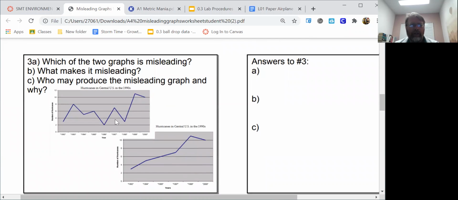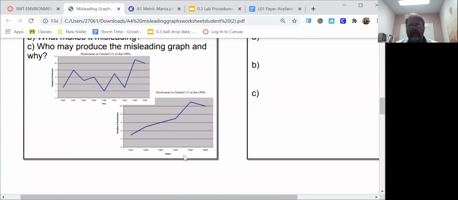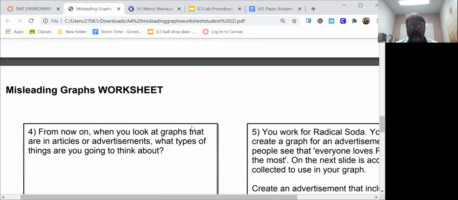Again, we want to look at which one has more information. This one has very few data points. This one has a lot more data, so it is less misleading. The one on the bottom is more misleading. Okay, if someone's trying to argue that there's a clear line for hurricanes here and that you need to buy hurricane insurance or something, then they might choose that.